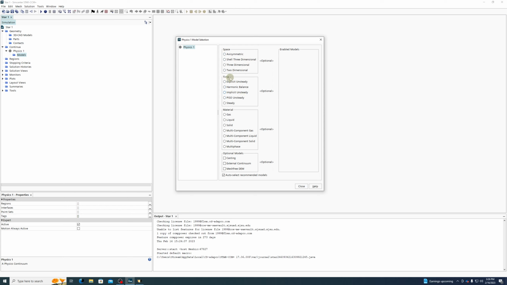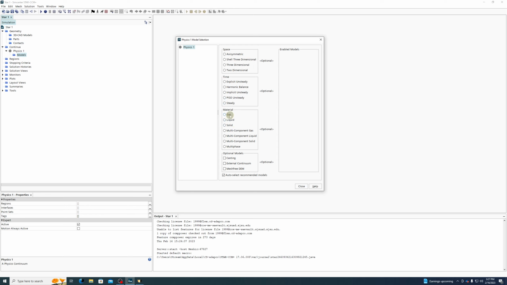You pick the time modeling, whether the flow is unsteady in different forms, steady, or has a harmonic oscillation to it. You pick what type of material these physics are modeling. Is it modeling a gas, a liquid, a solid, multi-component gases, multi-component liquids, multi-component solids, or is it multiple phases and transitions between one phase to another? Liquid to gas, gas to liquids, liquid to solid, etc.